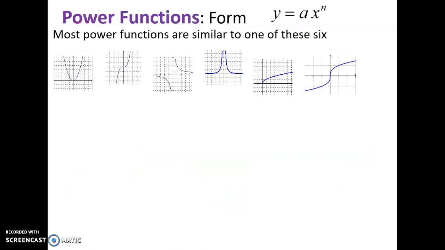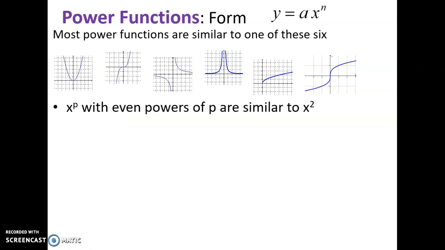Then in pre-calc, we learned power functions. Power functions have the form a x to the n, where a is simply any given number, and n is a different value, and we'll go through the different power functions. These are the 6 power functions that we learned. The first one is even powers.